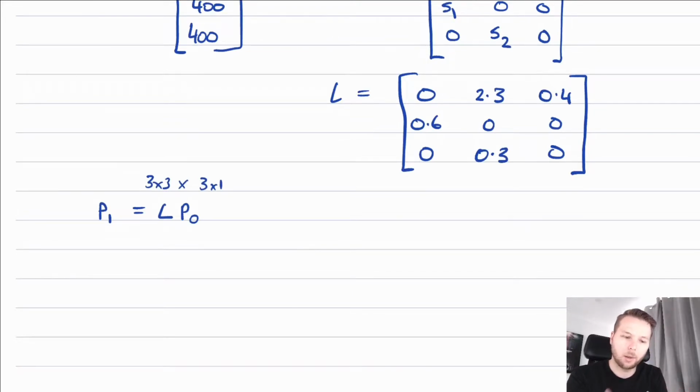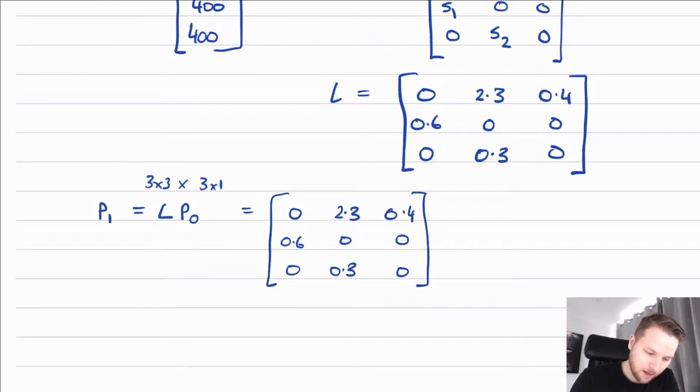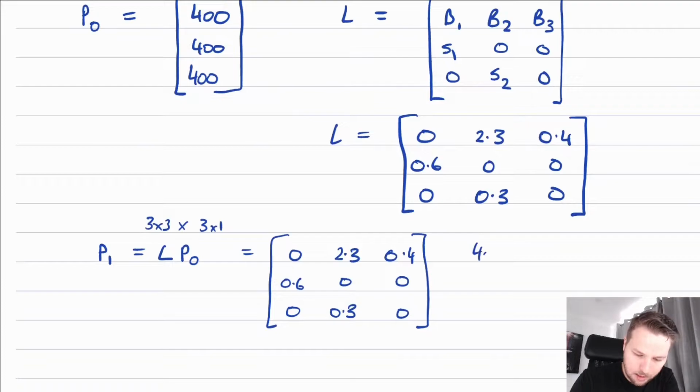We can't do it the other way around. We've decided that we can't do that with matrix multiplication. Okay, so our Leslie matrix is [0, 2.3, 0.4; 0.6, 0, 0; 0, 0.3, 0]. There's our Leslie matrix. Now our population matrix started off with an even number in all 3 age ranges.